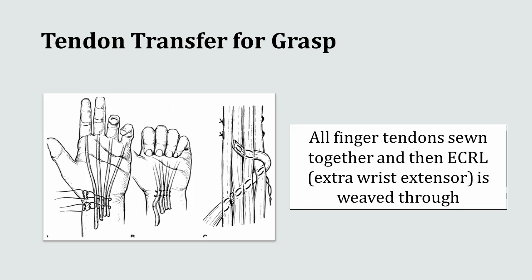For tendon transfer, what we do first is we set the cascade of the fingers. So we make sure that it's a very normal appearing cascade of the fingers coming down so that you can pinch nicely on it. And then after that's done and we've put some sutures through all the tendons, then we weave that extra wrist extensor through all of the tendons, and we know that it's not going to pull on one more than the other.